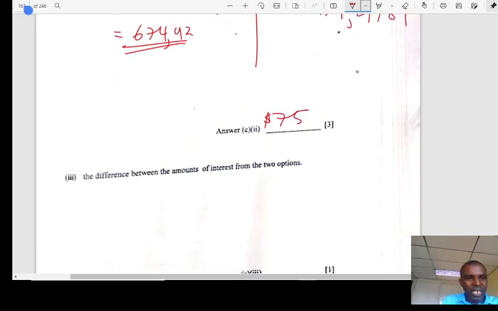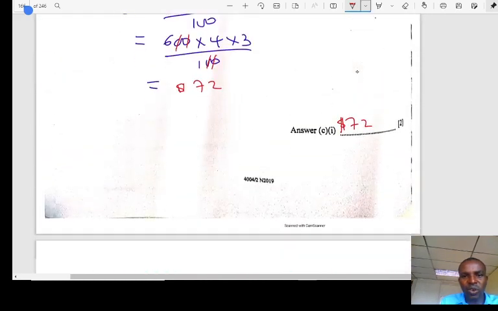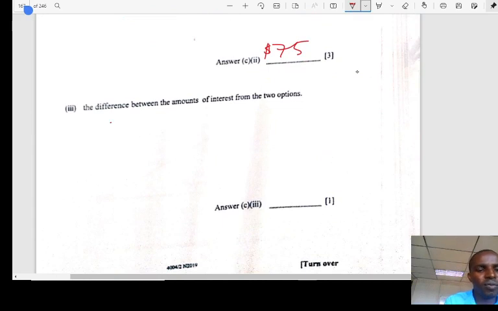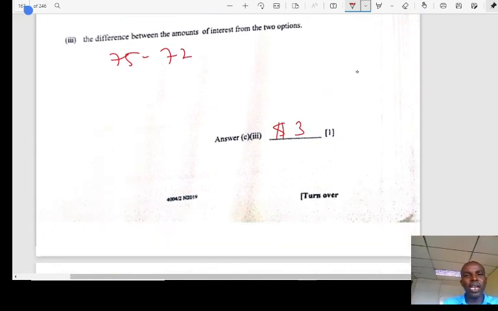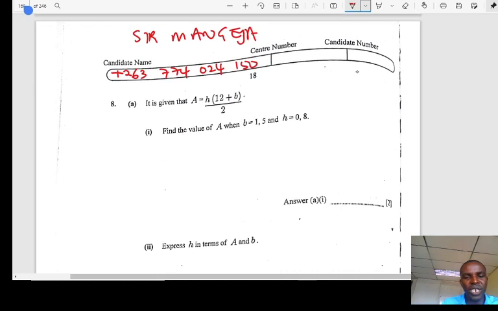Then next, calculate the difference between the amounts of interest from the two options. So this one is 75, and that one was 72. So it's 75 minus 72, which is equal to $3. Done. Compound interest being more than the simple interest.